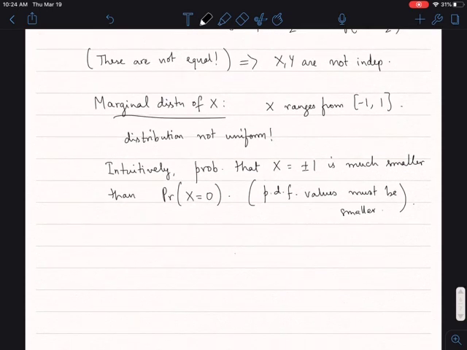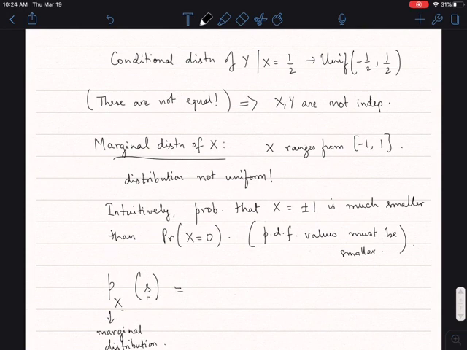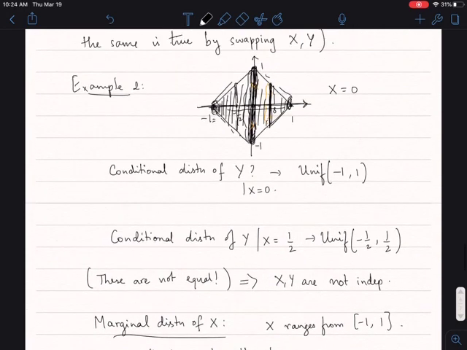Let's see how you compute. So this is P sub x. This is our notation for the marginal distribution. Let's see how you would evaluate P sub x of s. This is the probability that x takes the value s, or since it's a continuous distribution, it just means the density at x equals s.